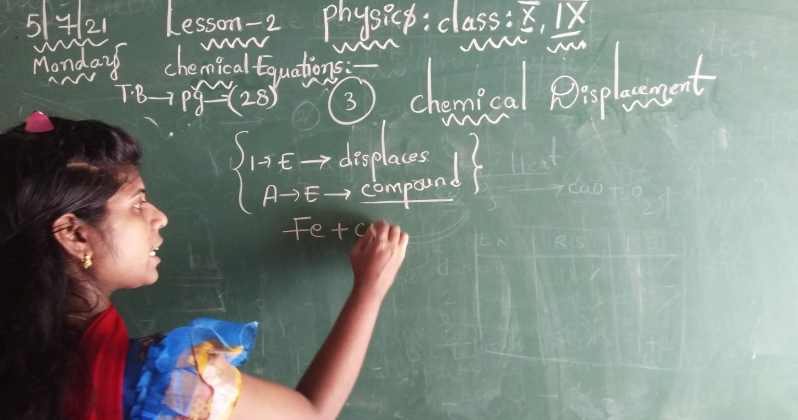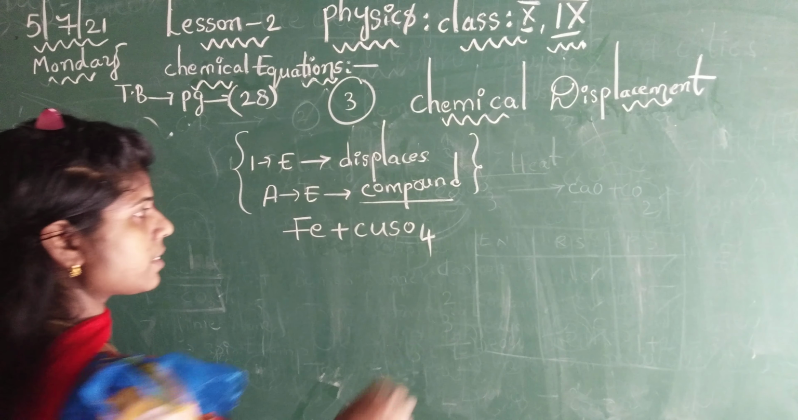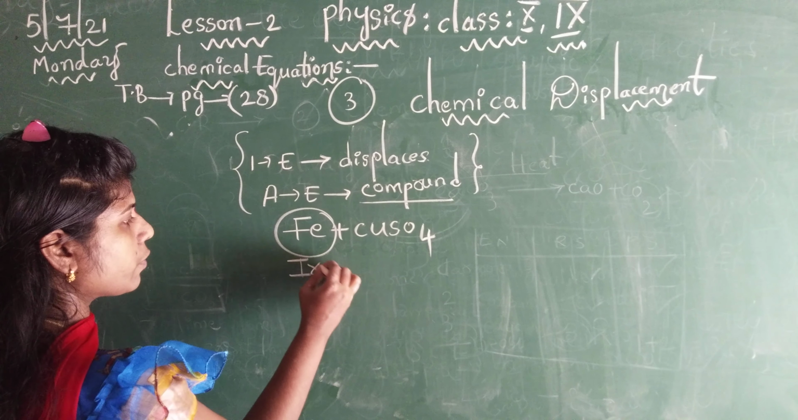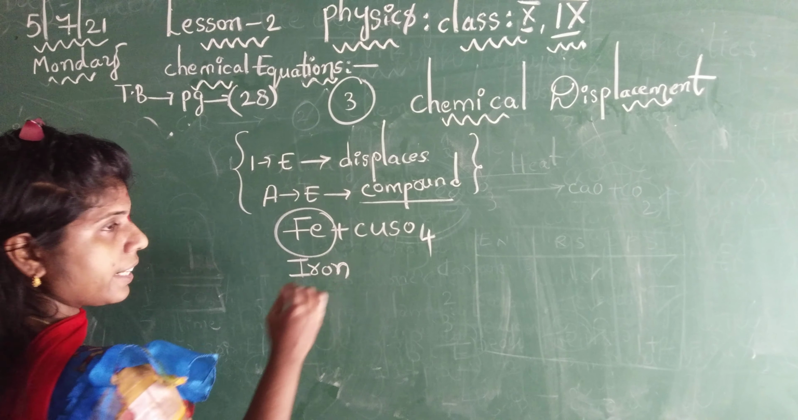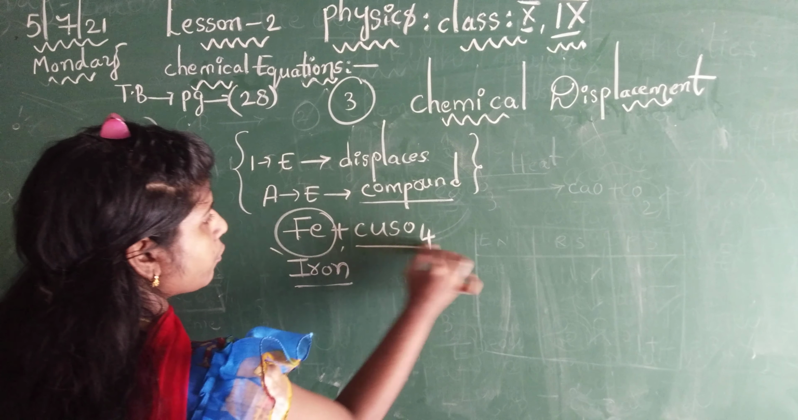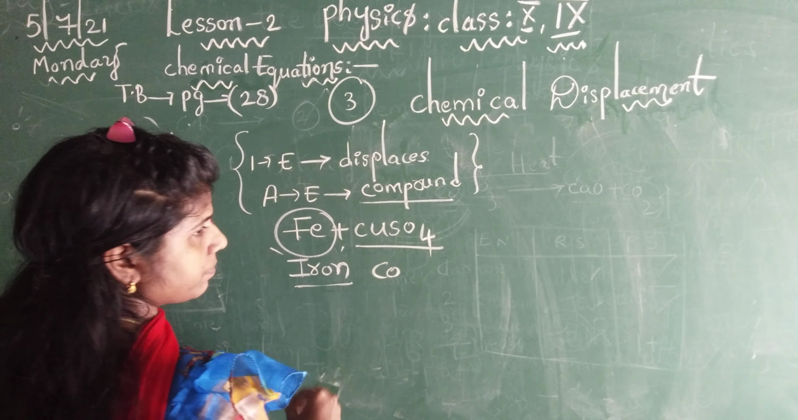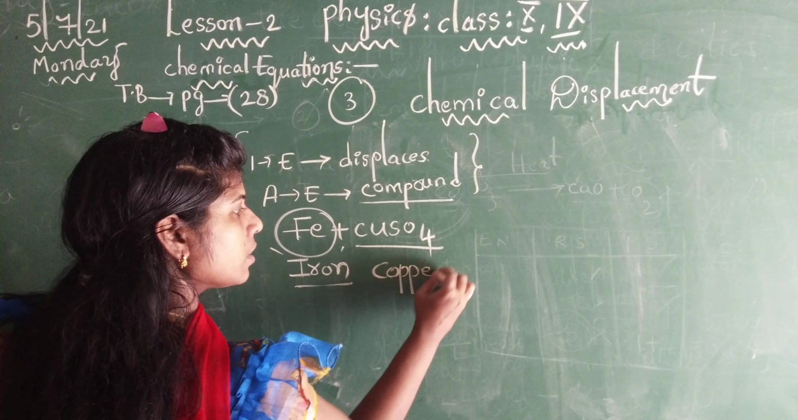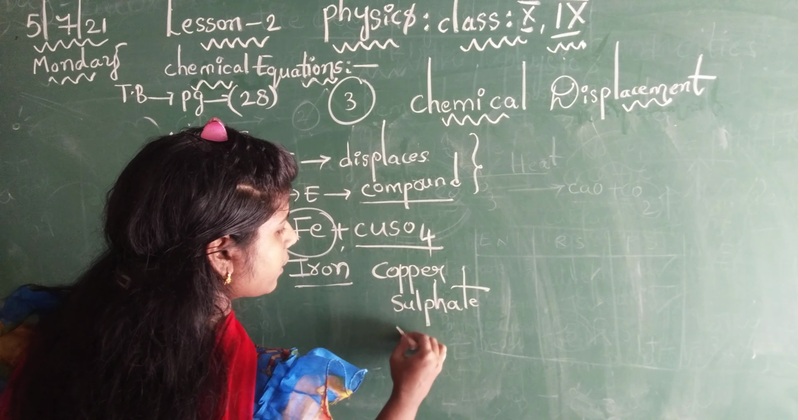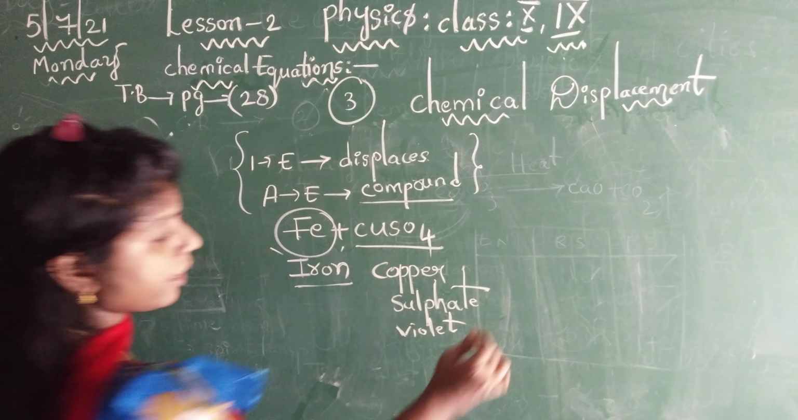Fe plus CuSO4. Here Fe means iron. What is the Latin name, ferrum? Iron, right? So iron is denoted with the symbol Fe. CuSO4 means copper sulfate. What is the color of copper sulfate? Violet or blue color.